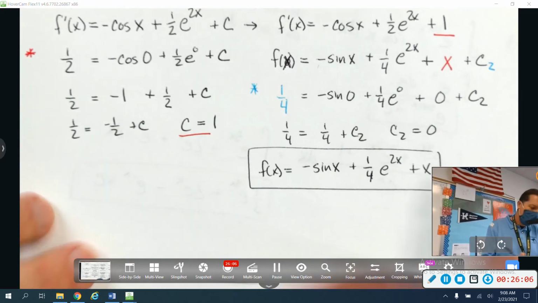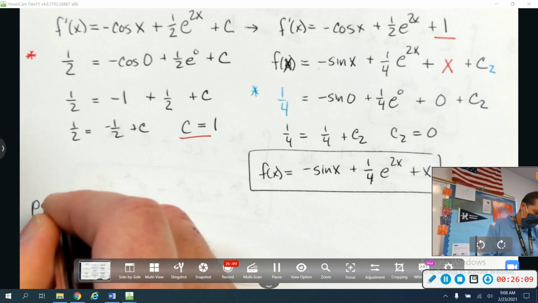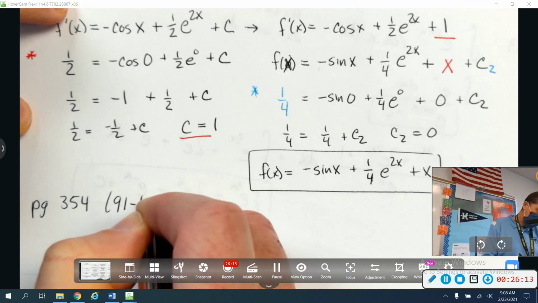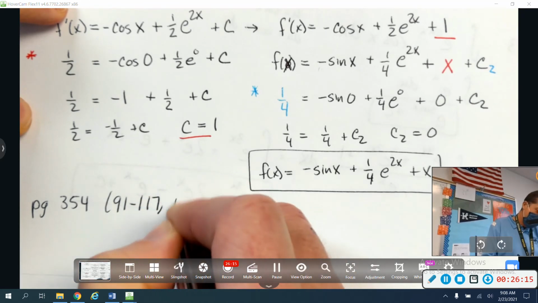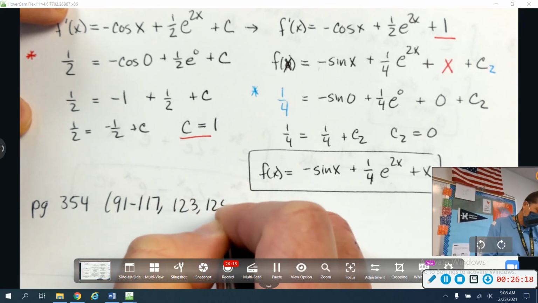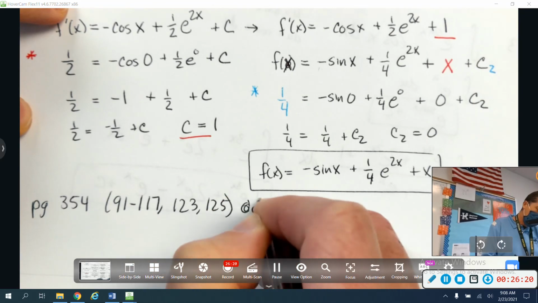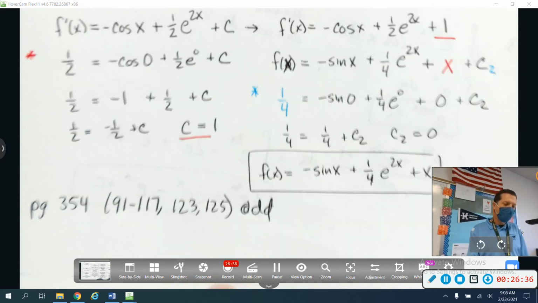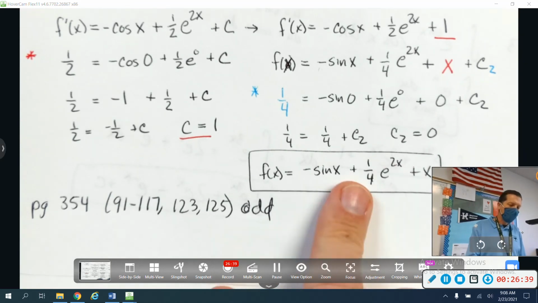All right, the assignment, page 354, 91 to 117, 123 and 125, and odd applies to all of that. A whole bunch of e to the x, e to the u, du. It's just about picking u correctly. But then there's some algebra stuff thrown in and some find the solution stuff like that last one we did.